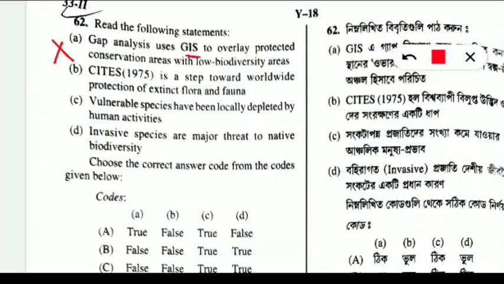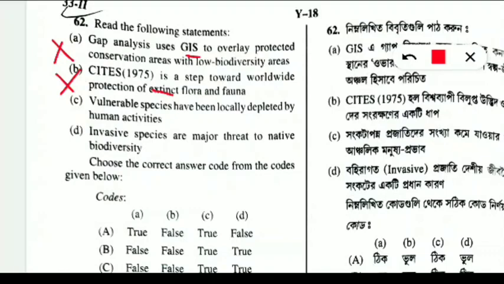Next is: CITES 1975 is a step toward worldwide protection of extinct flora and fauna. It is also incorrect. Why? Because CITES, that full form you should note down, is Convention on International Trade in Endangered Species of Wild Fauna and Flora. It is also known as the Washington Convention. It was in Geneva, Switzerland in the year 1975. So this is for the protection of endangered flora and fauna, not extinct flora and fauna. So this statement is also incorrect.